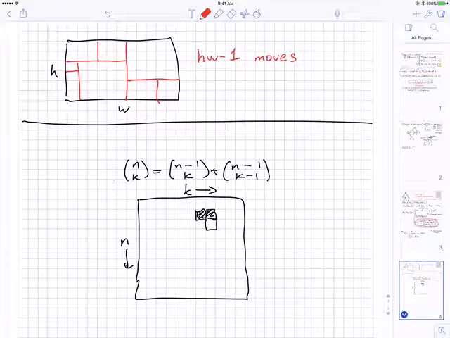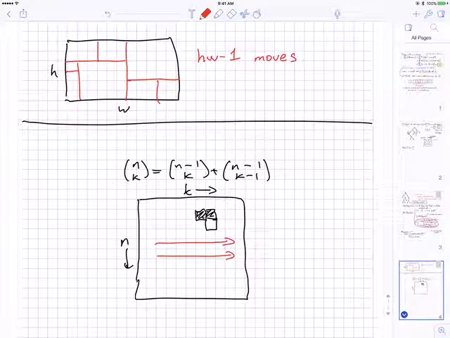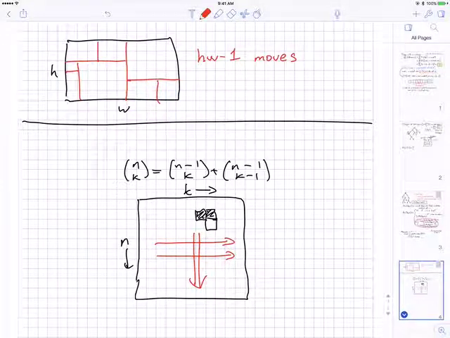Row major. So I should do row major. I do each row from left to right, and then in the outer loop, I consider the rows in order from top down. Is this the only order that matters? Is this the only order that works? No. What else could I do? I could do column, but I want to poke it a different direction here.